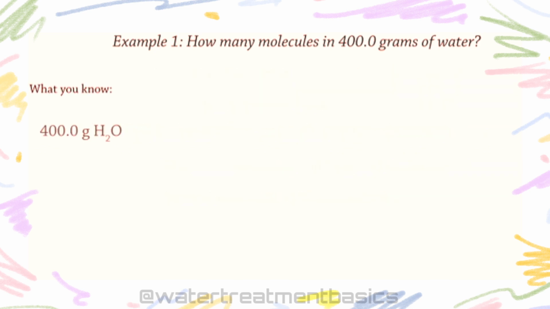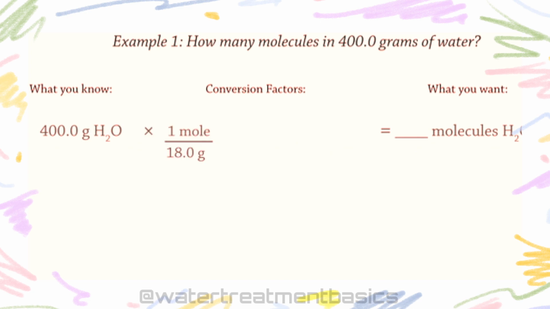Start with what we know, 400.0 grams of H2O. Leave a space for our conversion factors, and write the units we want to wind up with on the right, molecules of H2O. 400.0 grams of water times 1 mole of water per 18.0 grams of water times 6.02 times 10 to the 23rd molecules of water per 1 mole of water equals some number of molecules of water.